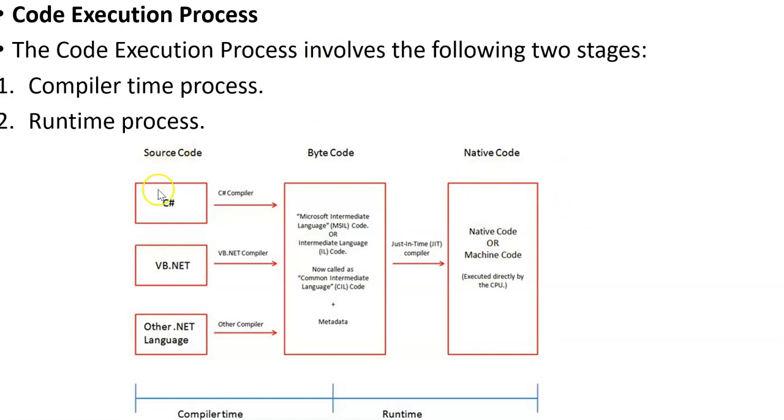We need to convert this, so we need something called a compiler. The compiler reads our code and translates it to the bytecode. The bytecode is called Microsoft Intermediate Language, MSIL, where MS stands for Microsoft, I for intermediate, L for language. We also call it Common Intermediate Language. Since the source code could be C Sharp, VB.NET or any programming language under the .NET framework, they all go through the compiler.